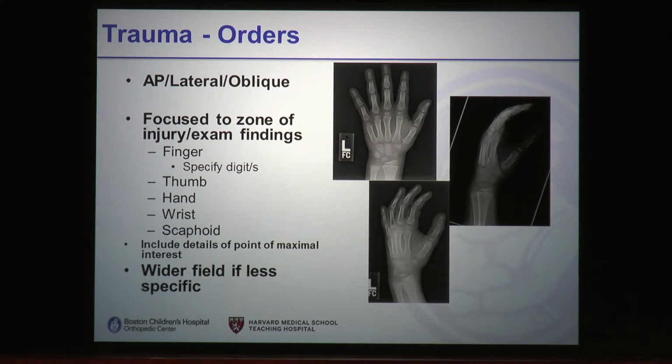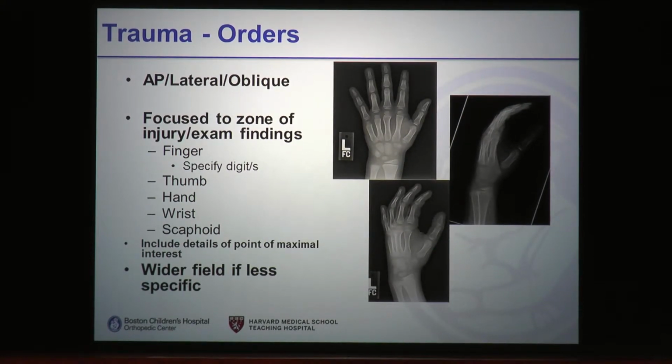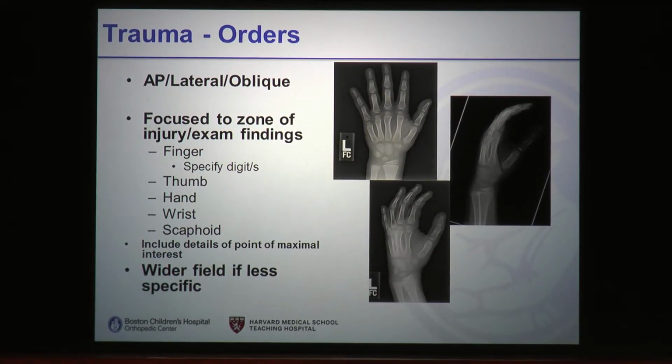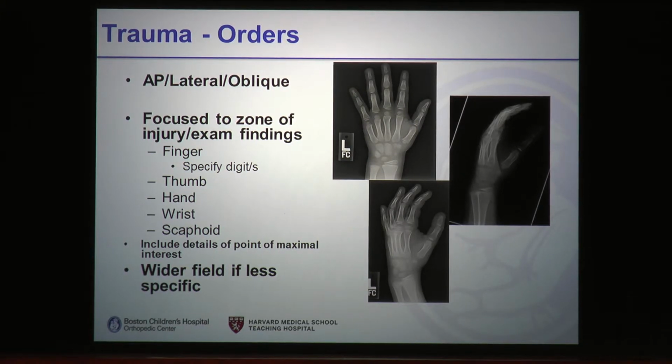However, we've all had little kids who you just can't get near them. You can't work out where's particularly sore, but they've got a mechanism and they're persistently not using the hand. So ordering a bigger field is appropriate then.